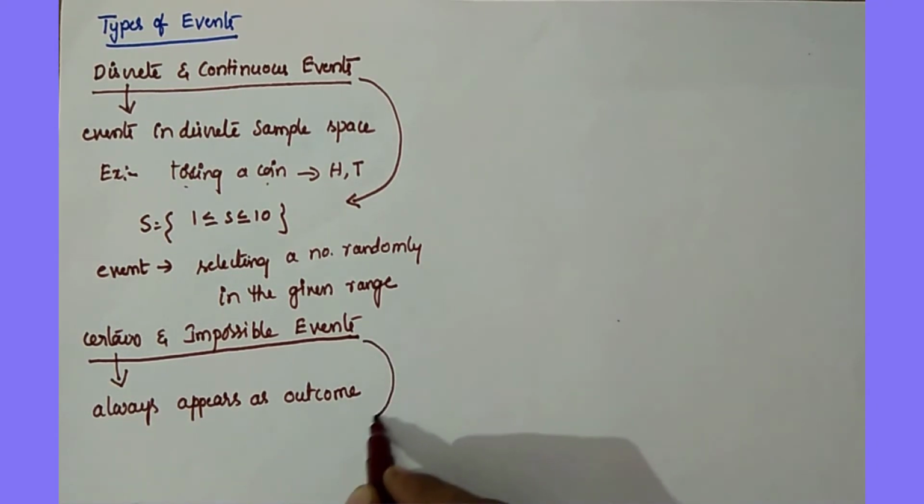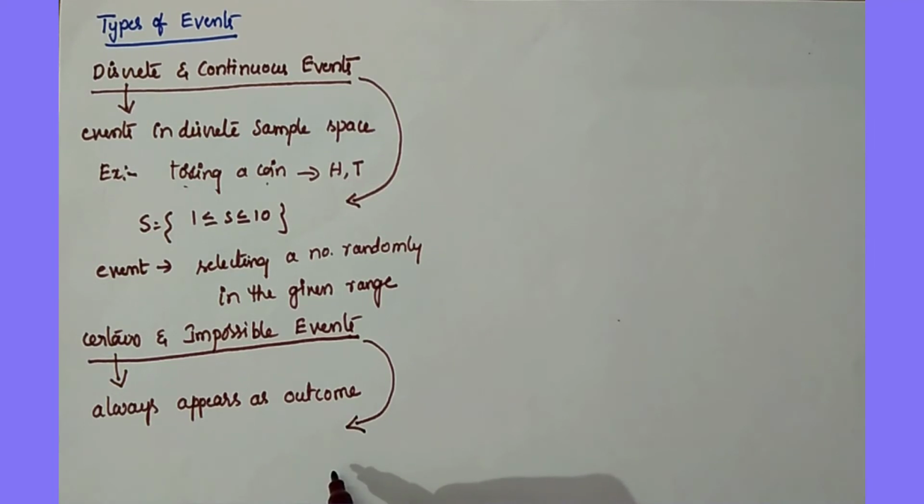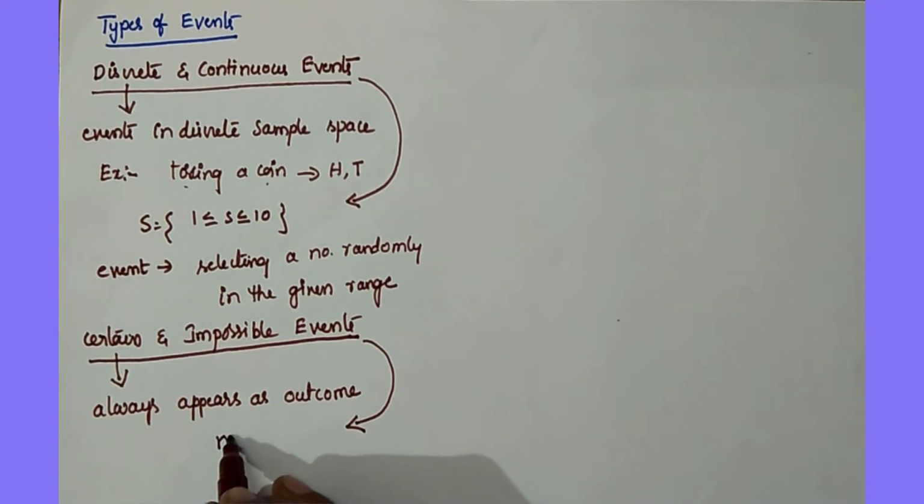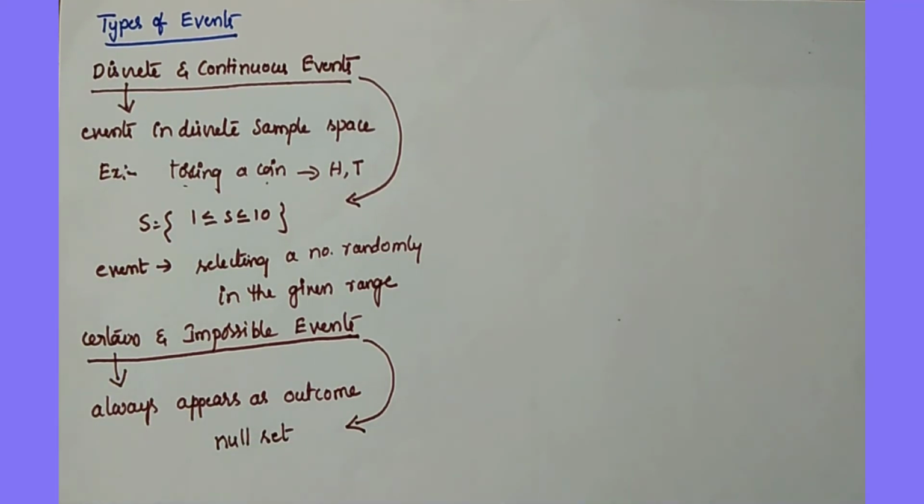Then what is impossible event? Impossible event which won't occur. The best example for impossible event is null set. It won't occur in any experiment. Experiment never consists of no outcome. So that is the reason null set is called impossible event.